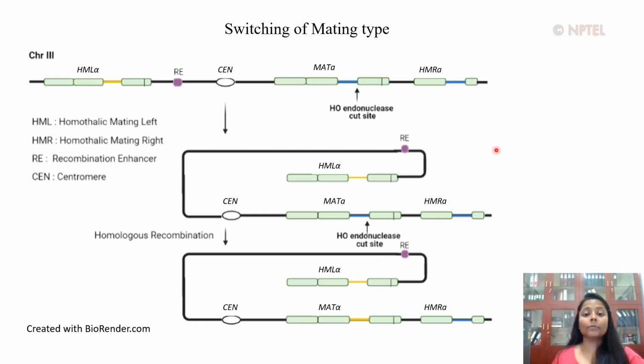Interesting factor is that most of the laboratory budding yeast strains have their HO endonuclease encoding gene mutated. So most of them have their mating type switching restricted.